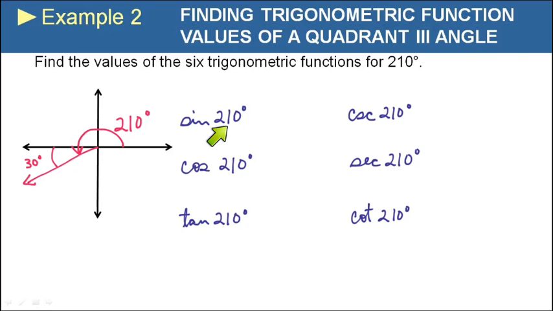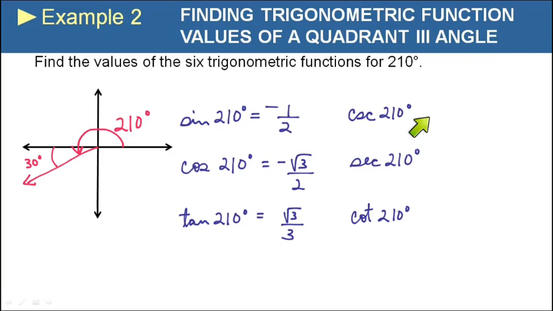So sine of 210 is equal to sine of 30, which is 1/2, except we're in quadrant 3 and sine should be negative. Cosine of 210 is going to be equal to cosine of 30, so square root of 3 over 2, except we're in quadrant 3 where cosine should be negative. Tangent of 210 is going to be equal to tangent of 30, except, well, we're in quadrant 3 where tangent is positive, so that one's positive, that's okay.